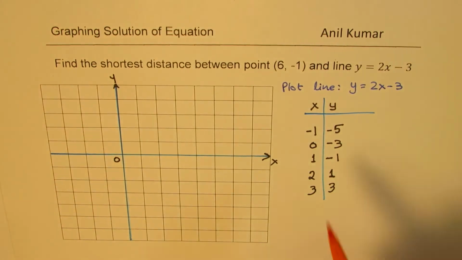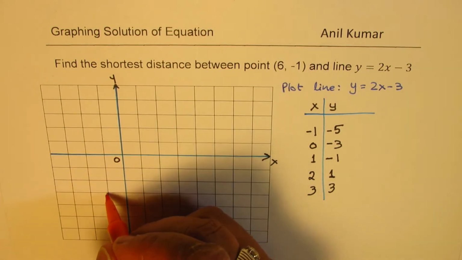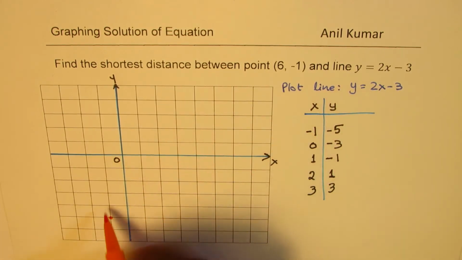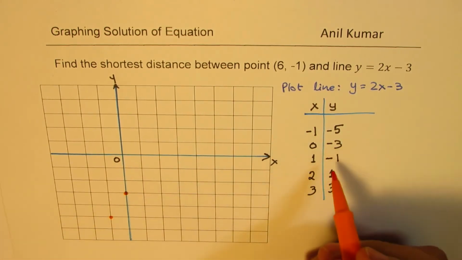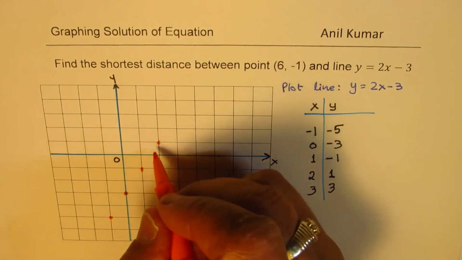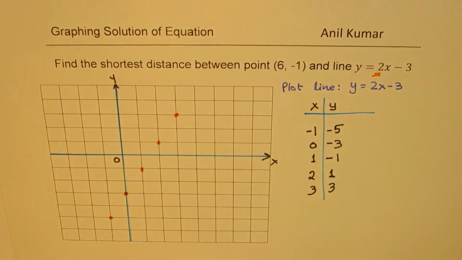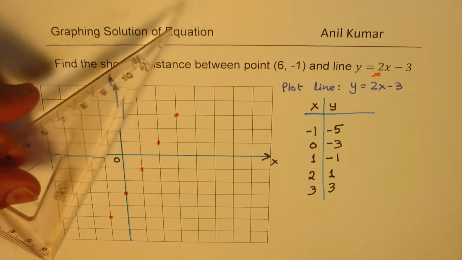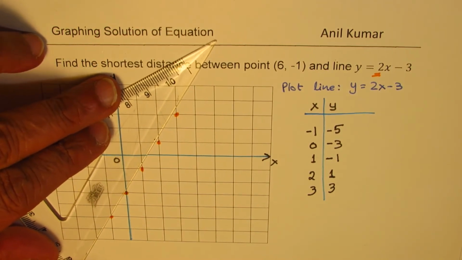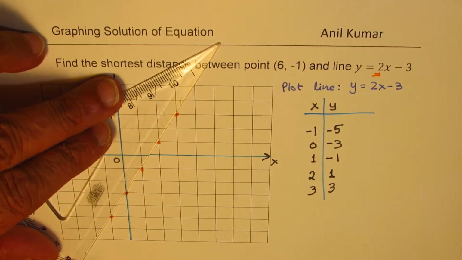Let's plot these points. Minus 1, minus 5. So at minus 1, we have 1, 2, 3, 4, 5. At 0, it is minus 3. The slope is 2, so we are going up by 2, right? So that is kind of a check. And then again, minus 1, then it should be 1 and then 3. Correct? It makes sense since the slope is 2. So we get our line, which should be connected. So all these points will fall on a line, which is given by the given equation, right?